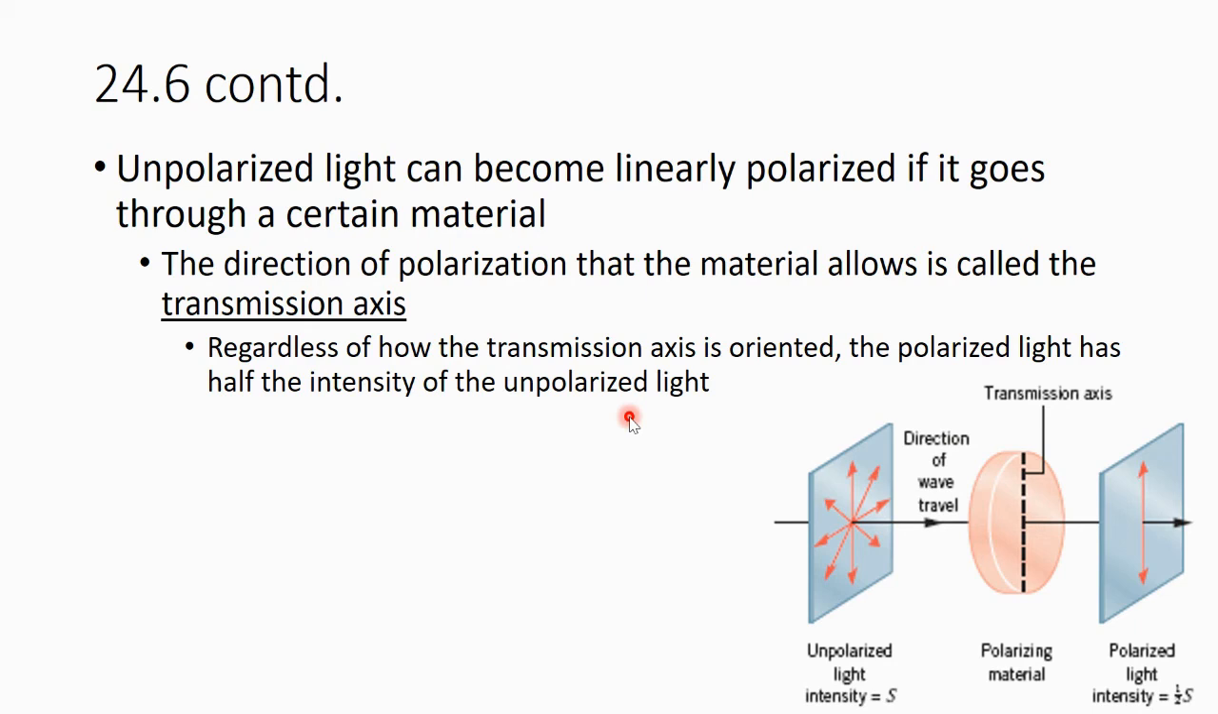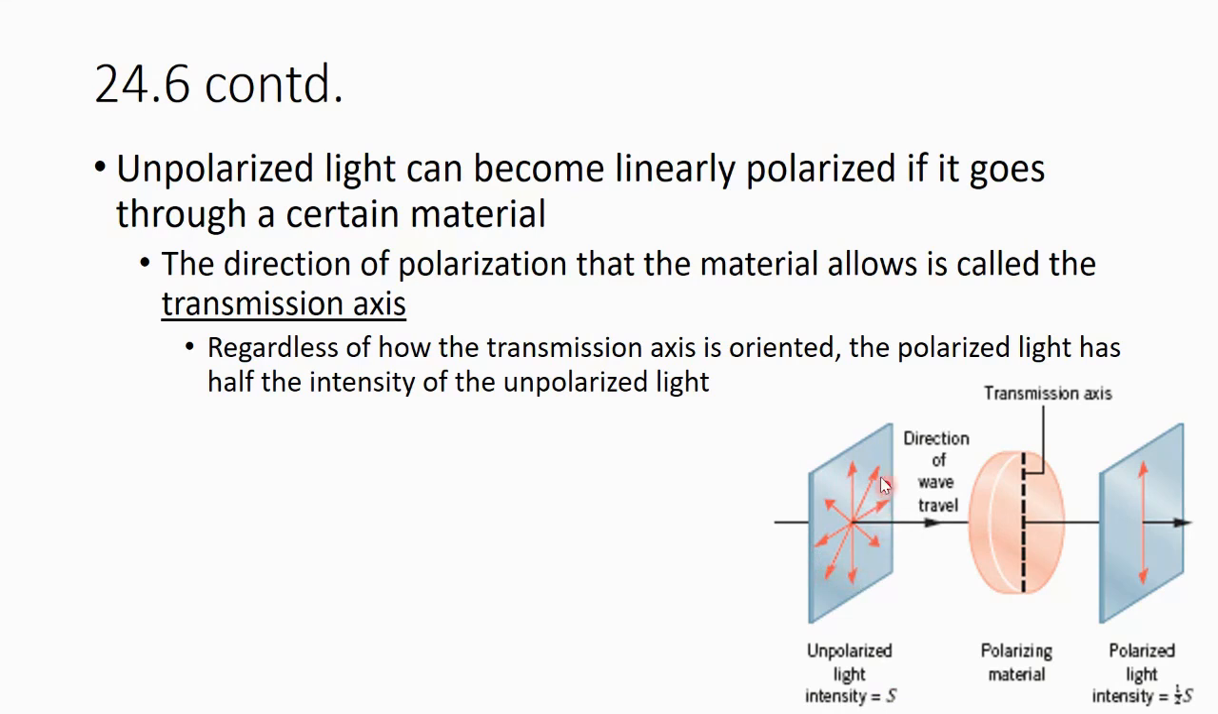So we can polarize unpolarized light. Let's say we start with some unpolarized light of intensity capital S. And if you're wondering what is intensity, it has to do obviously with power, which means it has to do with brightness. So you could think about how a very intense light would be very, very bright. That's good enough for now.